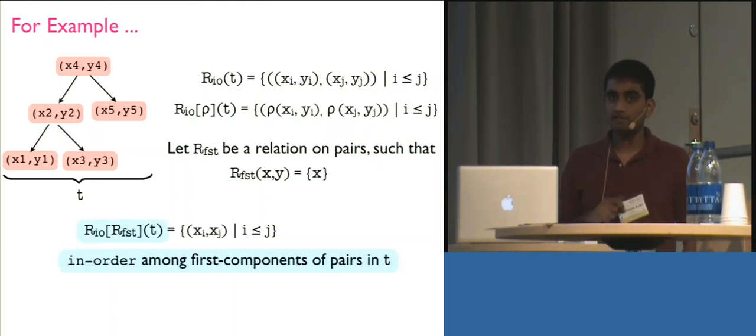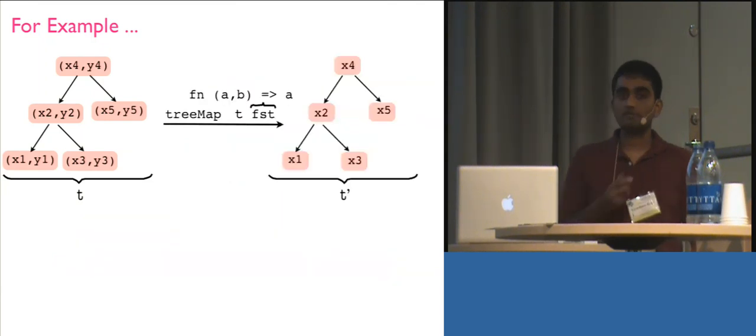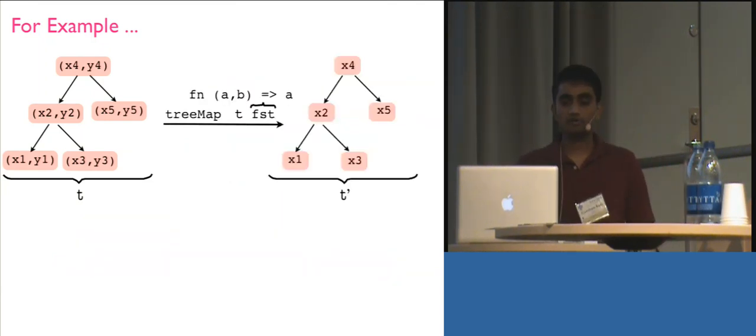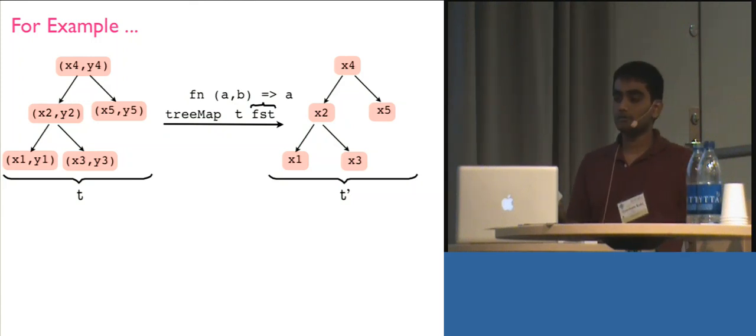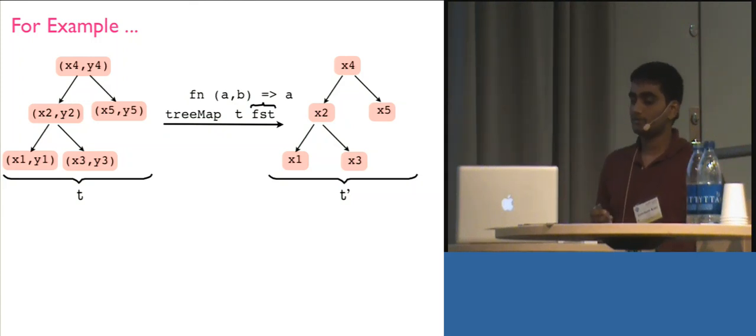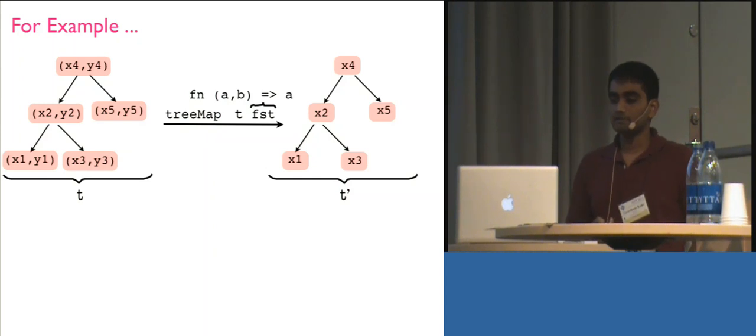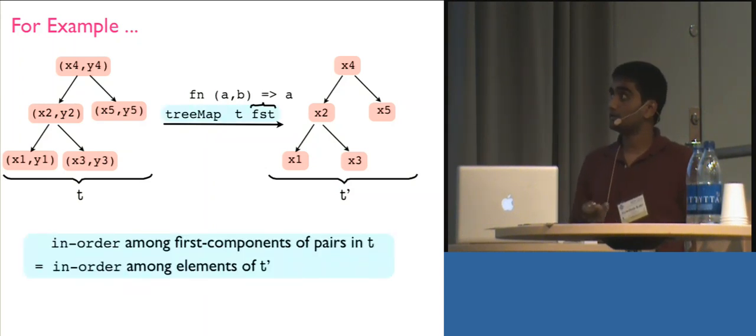So in effect, we have a relation that defines a finer shape than a simple in-order relation over a tree T, which only relates the elements in the tree. Now consider an example where we map this tree of pairs to a tree of first components of pairs using a tree map function, which takes a pair projection function as its higher order argument. Here we have the invariant that the in-order among first components of pairs in T is the same as the in-order among elements in T prime.